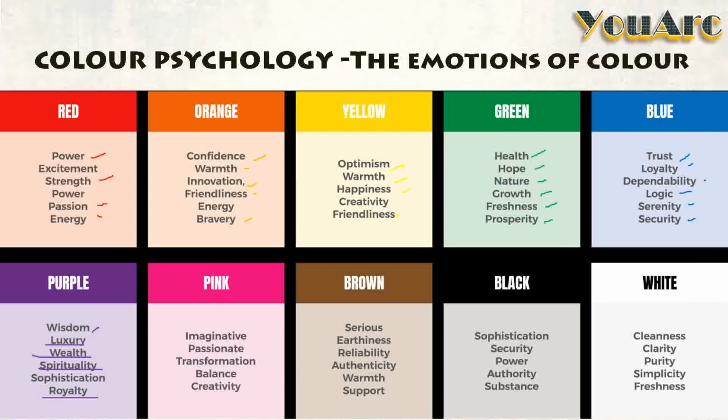It is imaginative, passionate, transformation, balance, and creativity. So talking about brown, it is serious, reliability, authenticity, warmth, and support. So talking about black, we can see it is sophisticated, security, power, authority, and substance. So what is the emotion attached with white? It's cleanliness, clarity, purity, simplicity, and freshness.